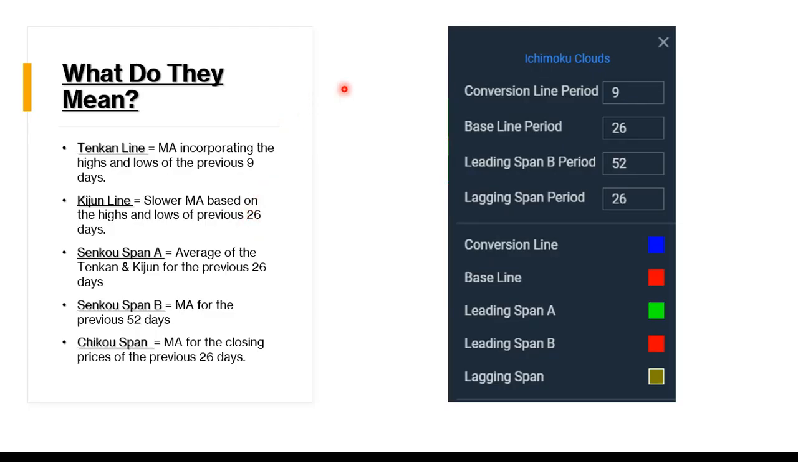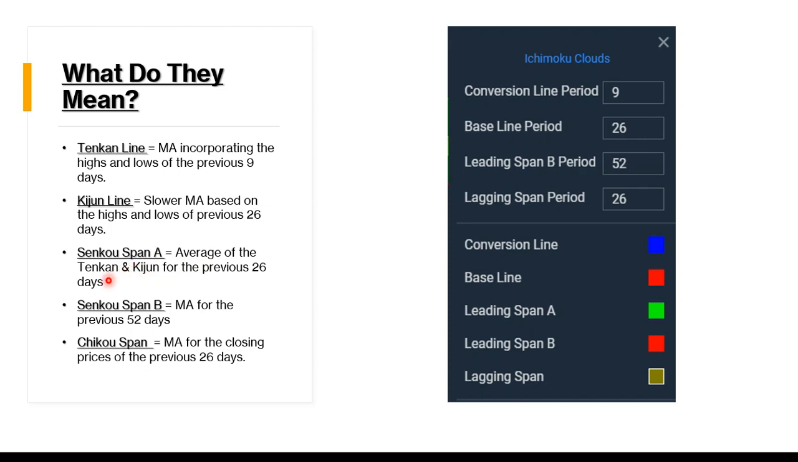So what do they mean? The conversion line is otherwise known as the Tenkan line. It's a moving average incorporating the highs and lows of the previous 9 days. The baseline is otherwise known as the Kijun line, which is a slower moving average based on the highs and lows of the previous 26 days. Leading span A is the Senkou span A, which is the average of the Tenkan and the Kijun for the previous 26 days. So that's the average of the conversion and the baseline.